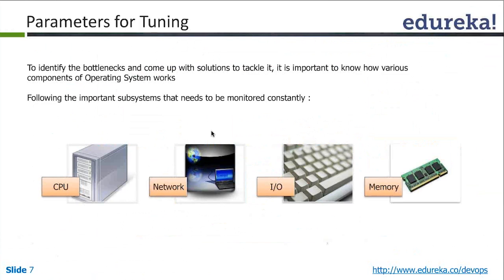Now, what do you monitor in a system? First, you monitor your 4 subsystems. Okay, your CPU, your network, your I/O, and memory. Right? These are the 4 subsystems you monitor.